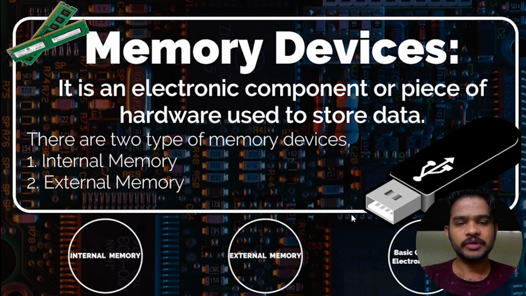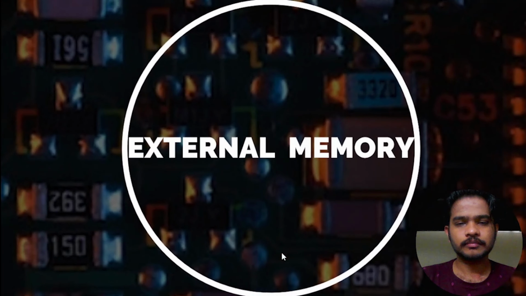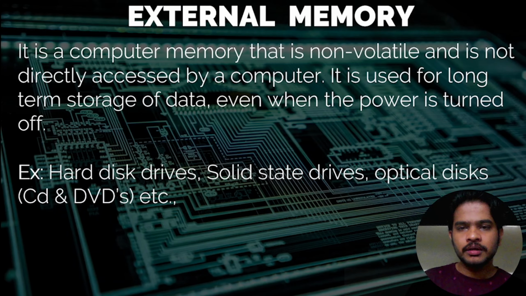Let us understand external memory. It is computer memory that is non-volatile and is not directly accessed by the computer. It is used for long-term storage of data even when the power is turned off. Examples: hard disk drives, solid state drives, optical disks like CDs and DVDs, etc.